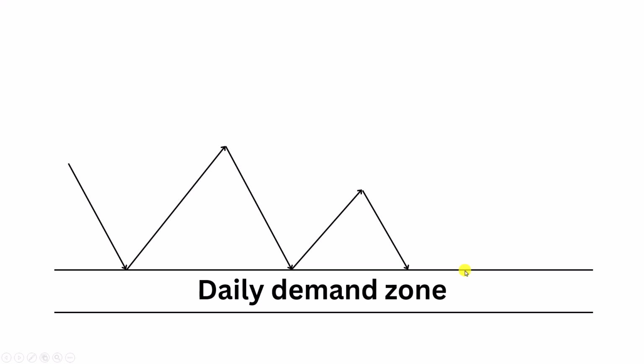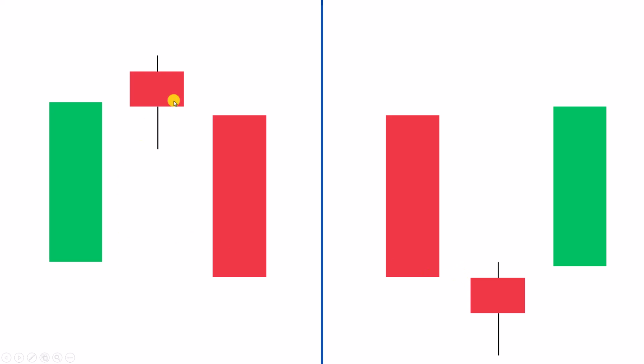Alright. Now, we have learnt about the 4 setups. This is rally, base, drop, and here we mark the supply zone. Correct? This is drop, base, rally, and here we mark demand zones. Now you know how a rally and a drop candle should look like. Correct? Big body, less wick. Big body, less wick. Right?